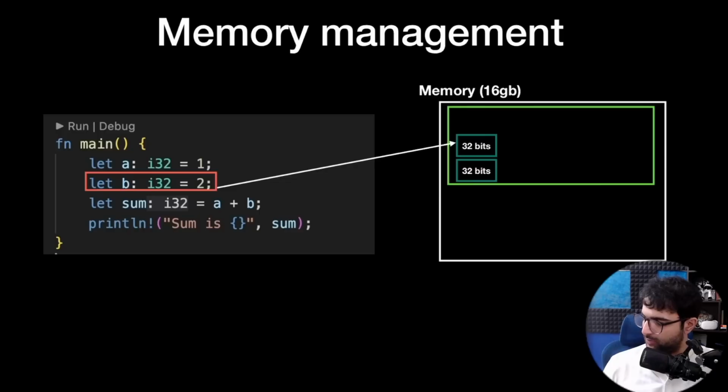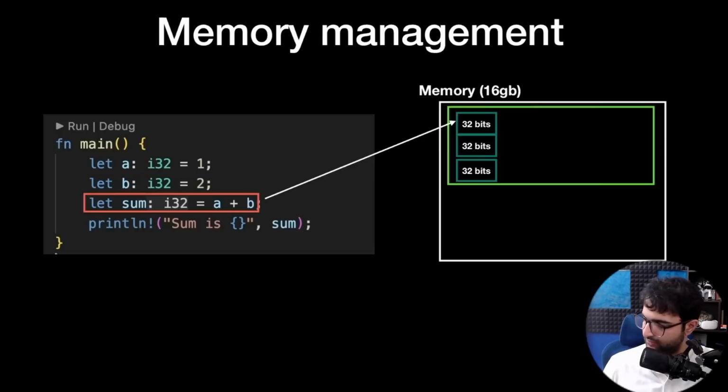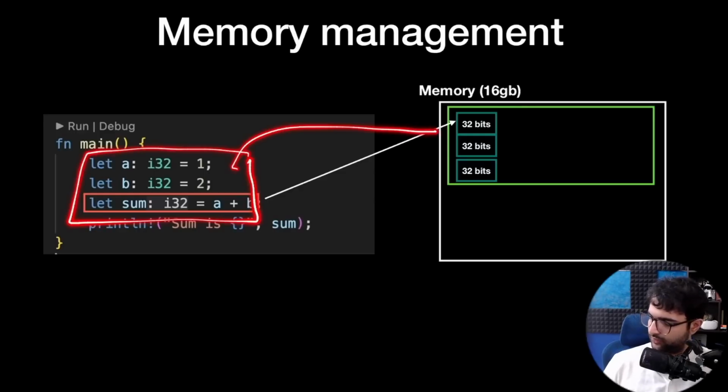The second variable, how much will it take? It will also take 32 bits. The third variable, how much will it take? Since that is also the sum of two variables, it's a fresh variable, the third variable will also take 32 bits. So how much space does this program need? Roughly 96 bits. There is some extra space that comes with these function calls. But ignoring that, you can say we have defined three variables. This is the amount of memory we need over here.